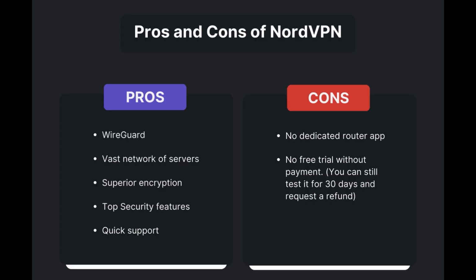Benefits of using NordVPN for TripAdvisor include swift and stable connections via the WireGuard protocol, an extensive server network for global access, top-notch encryption and security, and 24/7 customer support. However, there are a few drawbacks to note. No dedicated router app available. No free trial offered. Overall, NordVPN stands out as the best VPN for TripAdvisor.